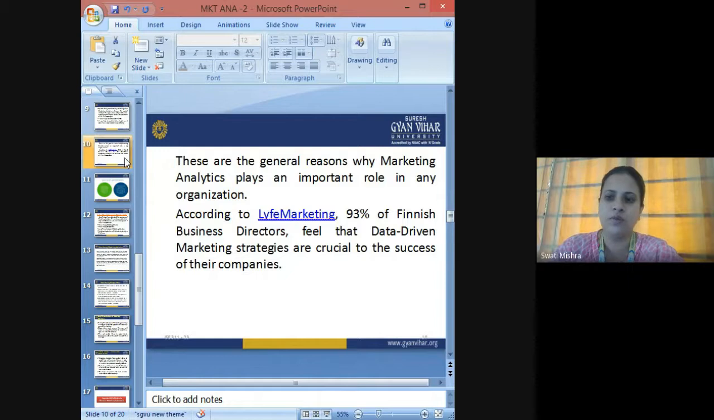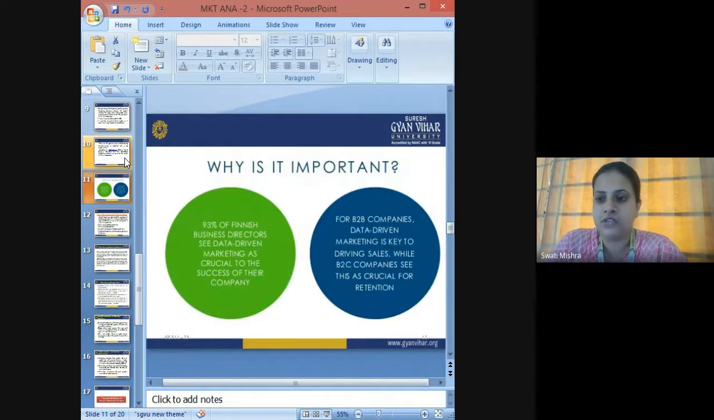So these are the general reasons why marketing analytics plays such an important role in any organization in today's world. Like Life Marketing, which is one of the most famous marketing analytics organizations, and according to them, 93% of the Finnish business directors feel that data-driven marketing strategies are very crucial to the success of their companies. And this is not only characterized by the Finnish directors, but it is known worldwide. In India, every top company is using marketing analytics to analyze the success ratios of each and every marketing campaign, to predict the future trends that are going to arise. How much any marketing campaign is going to prove to be beneficial can also be judged through marketing analytics.